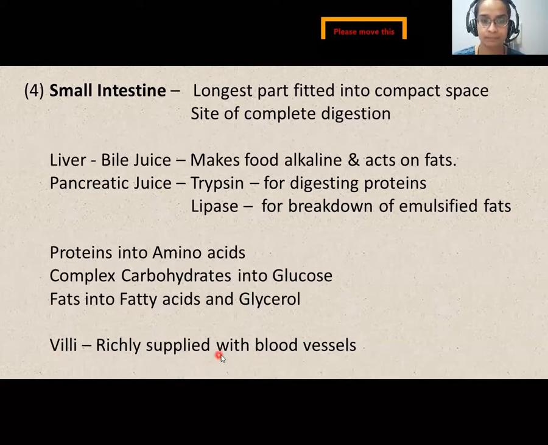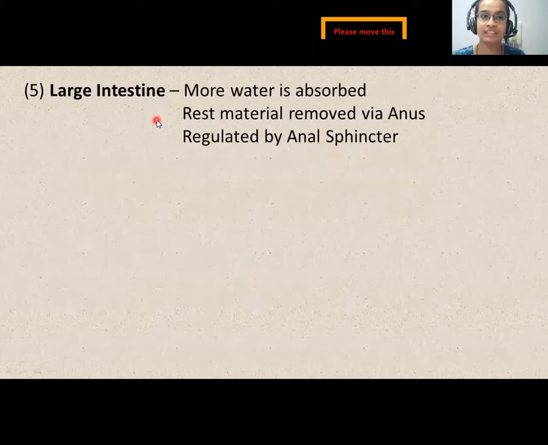Villi are richly supplied with blood vessels. So, the whole energy is absorbed by these villi. Then the energy is transported to each and every cell of our body. In our body, it is used for energy to work, to repair older tissue, and even to make new tissue. Isn't it interesting, right, students? So, as I repeat, complete digestion is done in the small intestine.